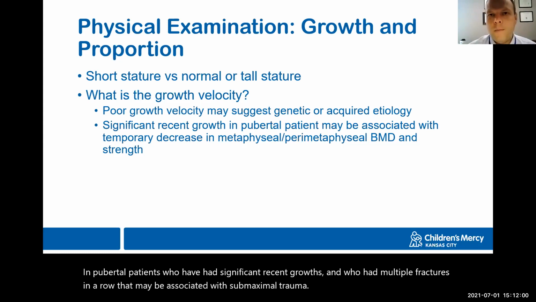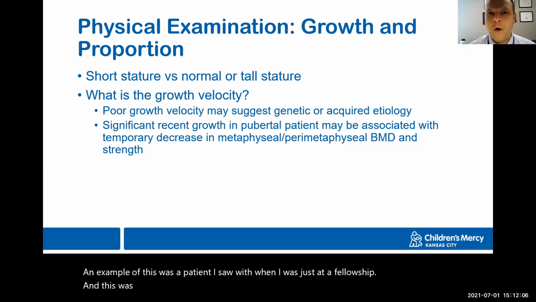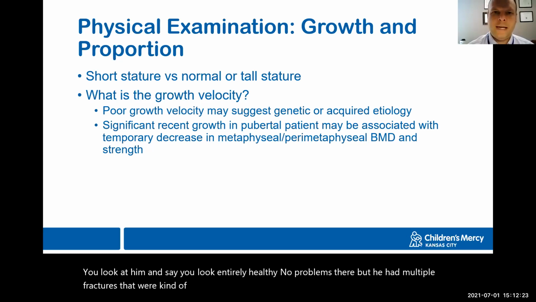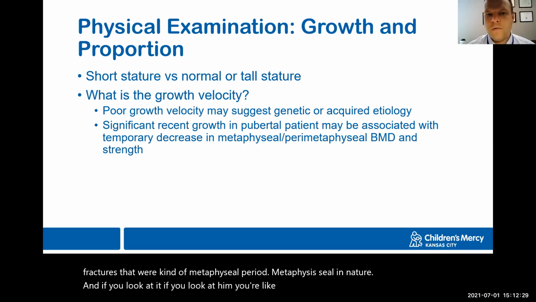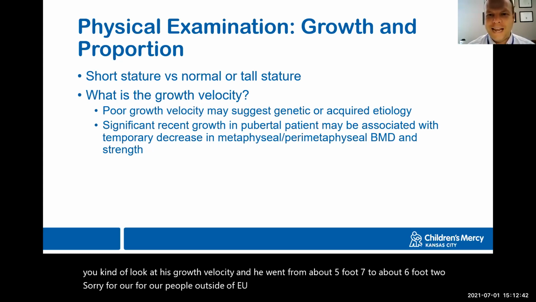An example of this was a patient I saw when I was just out of fellowship, and this was a male patient. He's probably about 15. And he was an athletic kid. You look at him and say, you look entirely healthy, no problems there. But he had multiple fractures that were metaphyseal, perimetaphyseal in nature. And if you look at him, you're like, he doesn't look like a kid who's prone to fracture. But you look at his growth velocity, and he went from about 5'7" to about 6'2". Sorry for our people outside of the U.S., but we'll just say it's a lot of growth happening in a relatively short amount of time.